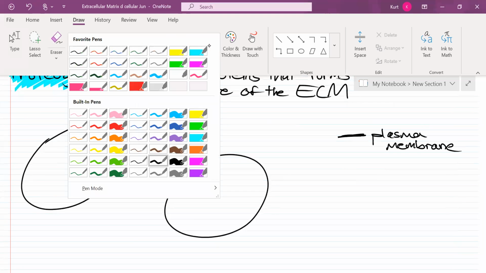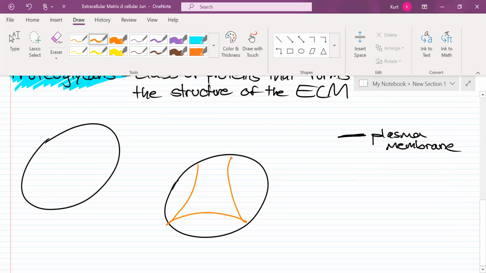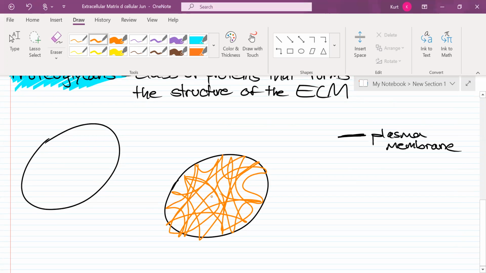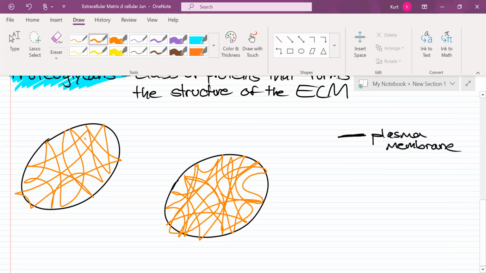Now within the cell, you have actin filaments or microfilaments. They're the same thing. These are the cytoskeleton. Without this, the cell is just going to collapse on itself because it has no reinforcement for the membrane. So this is all just like the skeleton of the cell. It holds it up. It's like the superstructure of a building.